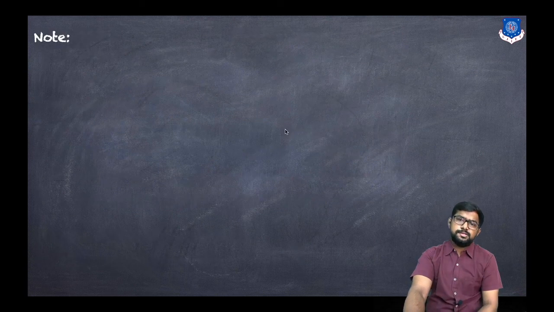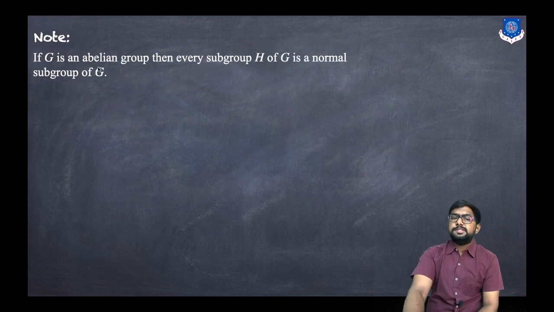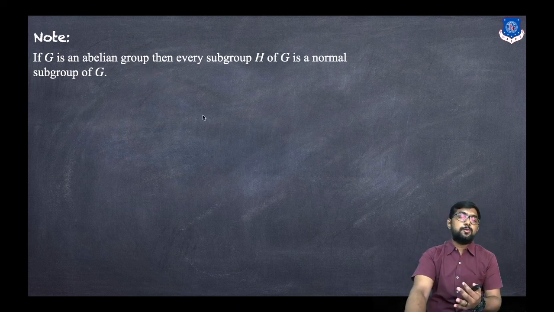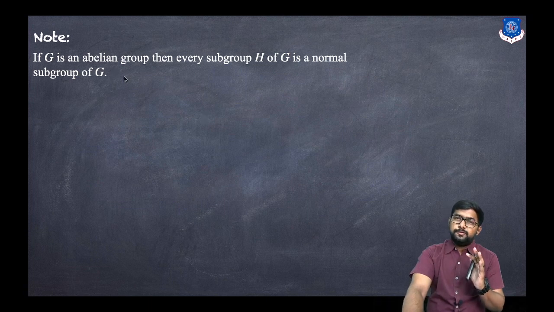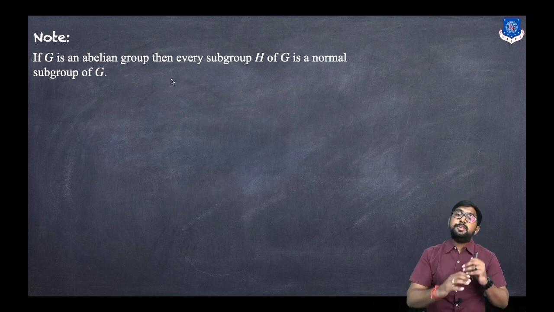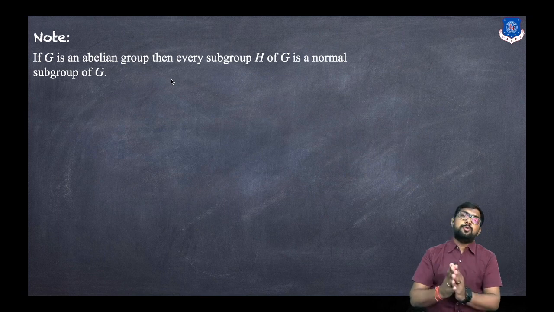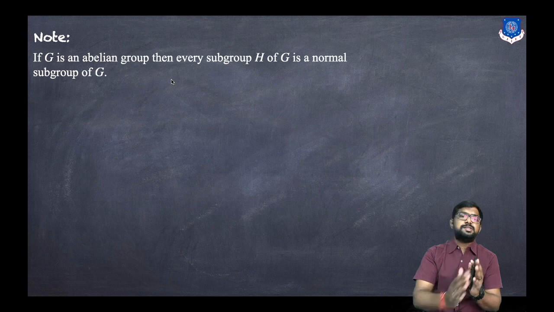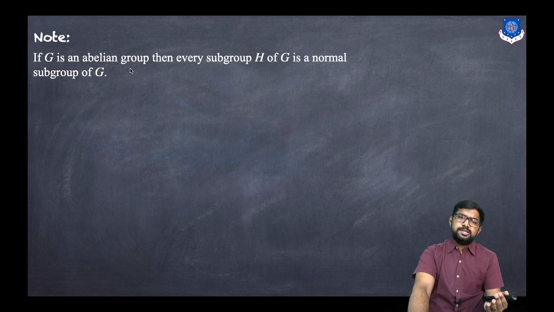Okay, now let us discuss a note. If G is an abelian group, then every subgroup H of G is a normal subgroup of G. I think we discussed this as a result in previous one or two sessions, that if it is an abelian group, then left and right cosets are the same. So actually it is the result of this. Fine. So if we have an abelian group, then every subgroup H of G is a normal subgroup of G.